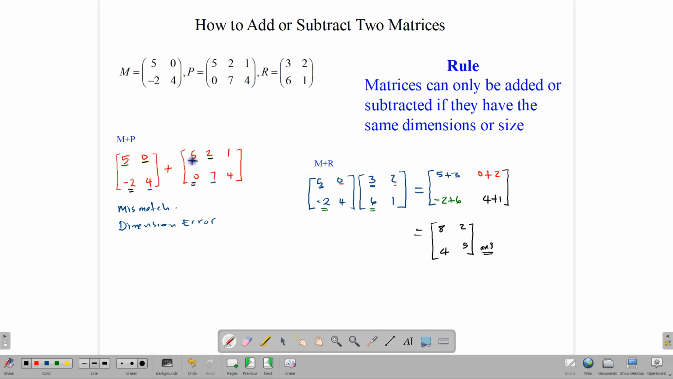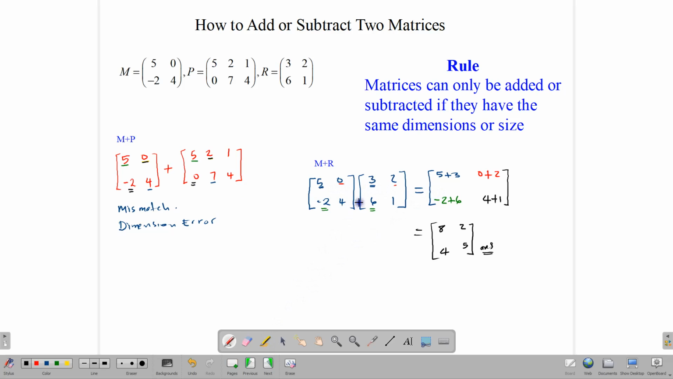Remember, in this one, they cannot be added because there's a mismatch. This one has 2 rows and 2 columns. This one has 2 rows and 3 columns. And because of that, we cannot add them together. But these two are exactly the same size. And because they're exactly the same size, we can add them together by adding their positions.